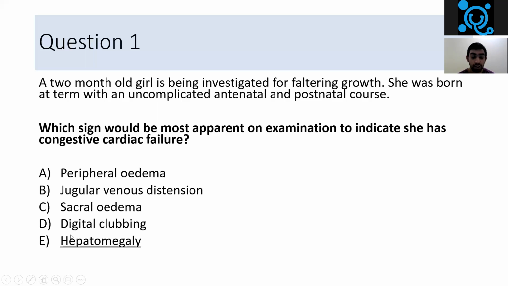Clubbing itself is not a sign of heart failure. There might be children who have heart failure that do have digital clubbing. However, you would not typically expect to see this in a 2-month-old, and it would predominantly be in children who have congenital cyanotic heart defects. Okay, but clubbing in and of itself is not a sign of heart failure.